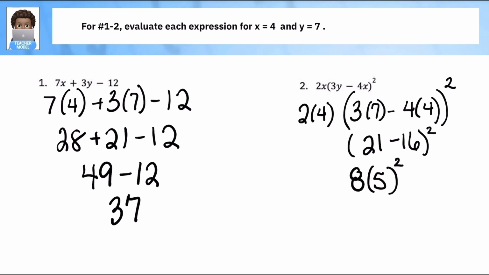All right, so now I have 8 times parentheses 5 to the second power. Which one are we going to do first? We're going to do our exponents. 25 times 8, which gives us 200. All right, hit pause and jot this down into your notes.